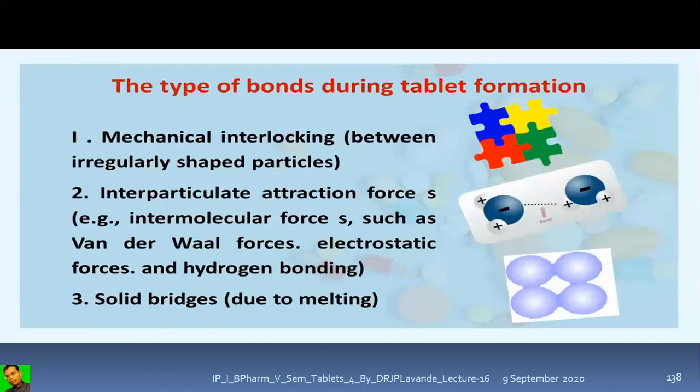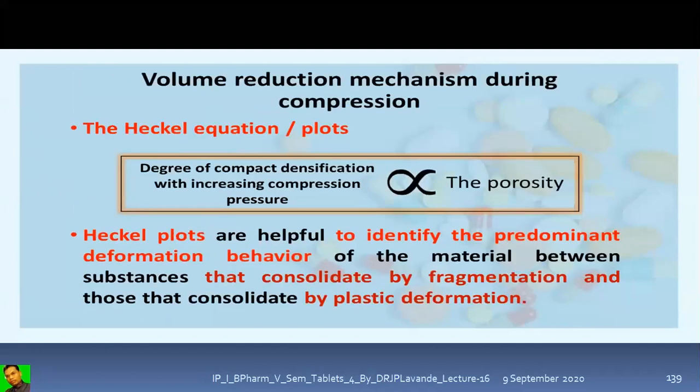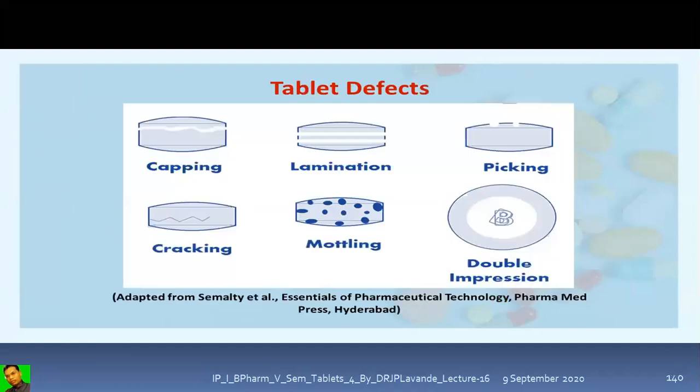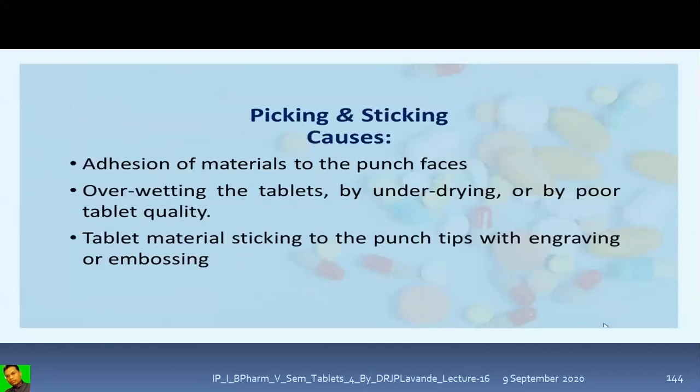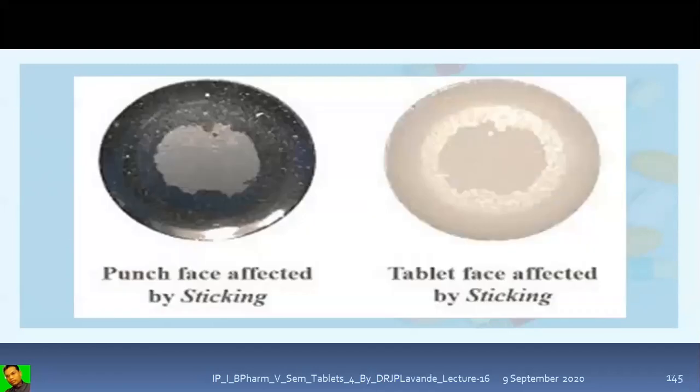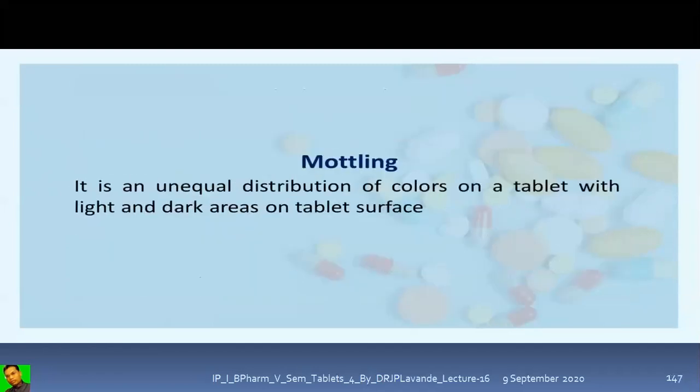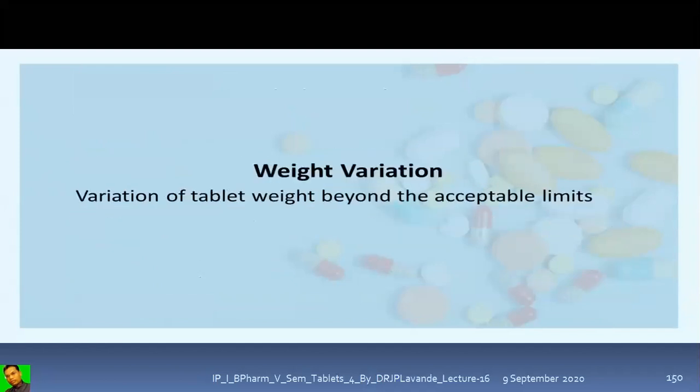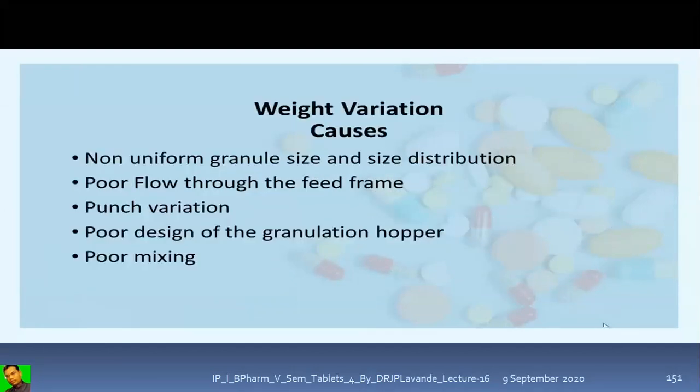So the process of compaction will consist of different kinds of bond formation, that is mechanical interlocking, interparticulate attraction forces, van der Waals forces, and solid bridges. Sometimes they will occur completely, sometimes they will be associated with defects like capping, lamination, picking, cracking, mottling, and the double impression. All these are the defects that are very commonly observed in the case of tablets. We had gone through the details of every defect, what their causes are, what their remedies are, and how these are going to be treated.